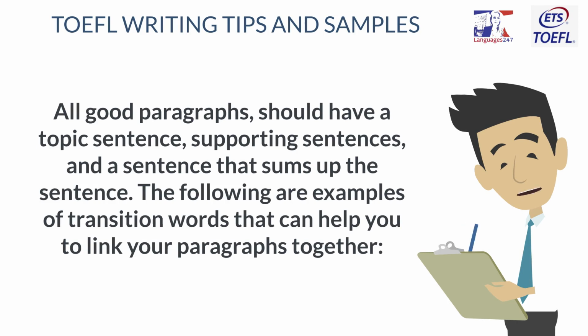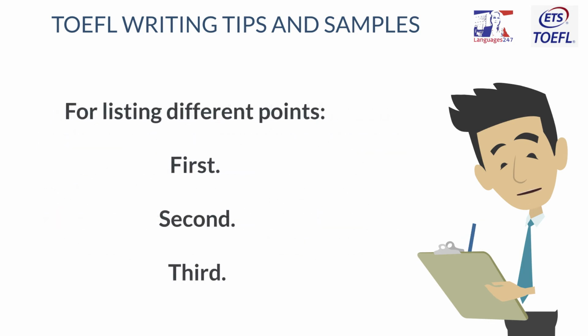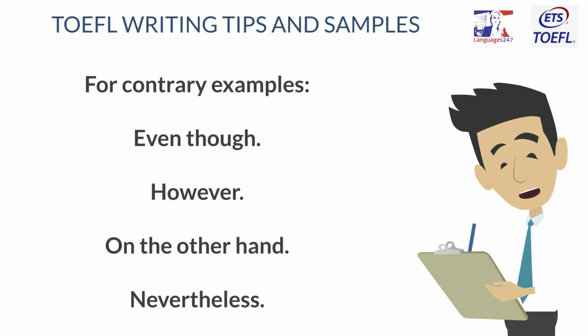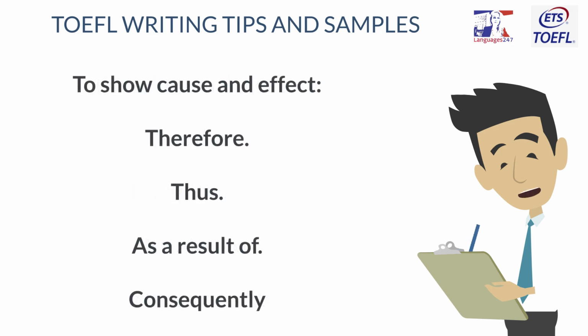The following are examples of transition words that can help you to link your paragraphs together. For listing different points: first, second, third. For contrary examples: even though, however, on the other hand, nevertheless. For additional ideas: another, in addition to, related to, furthermore, also. To show cause and effect: therefore, thus, as a result of, consequently.